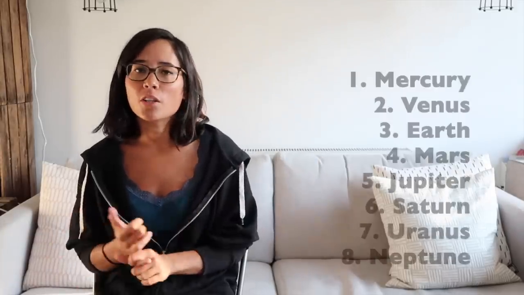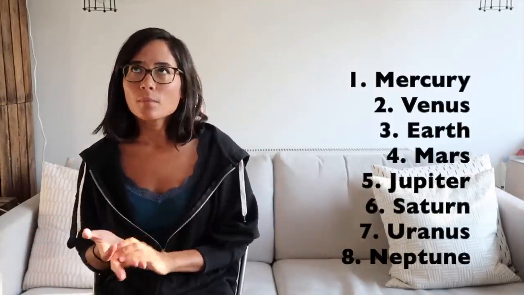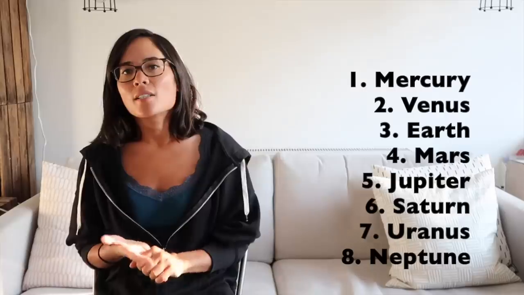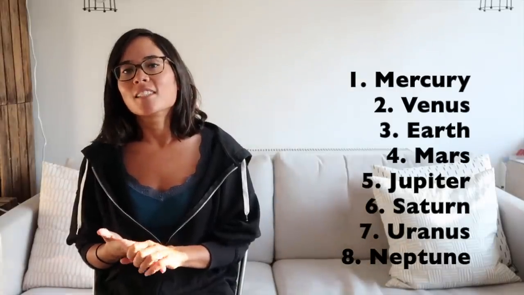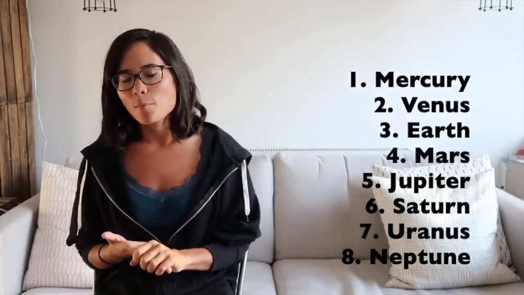So let's start by looking at the solar system. The solar system contains all the planets that you guys have heard of, and in order, starting closest to the Sun, you have Mercury, Venus, Earth, Mars, Jupiter, Saturn, Uranus, Neptune, and sometimes people count Pluto, but I don't think we're supposed to count it anymore because it is too small to be counted as a planet.